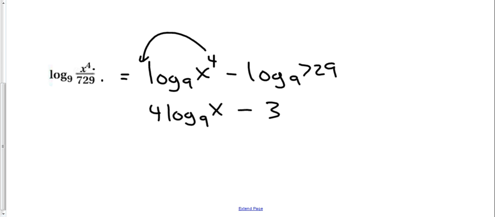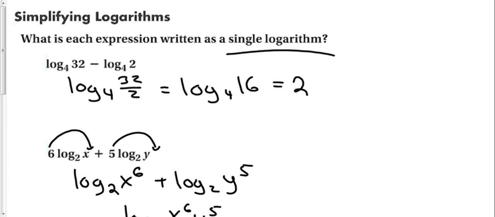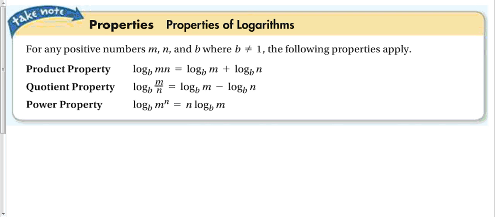So basically, with these three properties right here, the product, the quotient, and the power property, we can change logarithms into one single logarithm or into multiple, depending on what we need to do. More often than not, when we get to equations, we are going to want to combine them into a single logarithm in order to solve them.